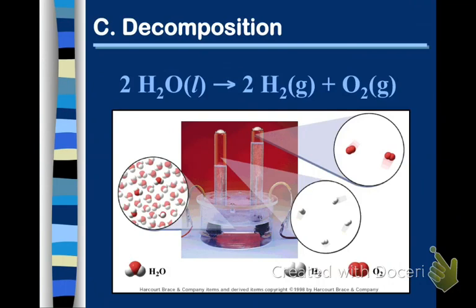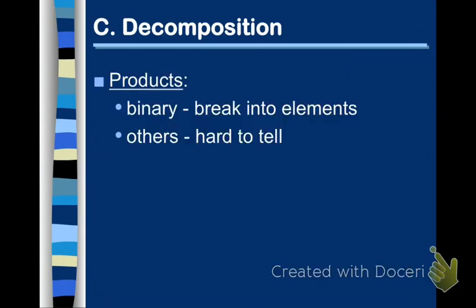So when we're looking at this, if your reactant is a binary compound, the products are just going to break into the elements themselves. So water is a binary compound, pretty easy. It breaks into hydrogen and oxygen.